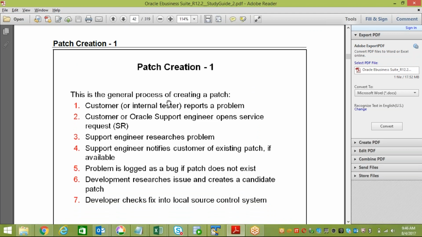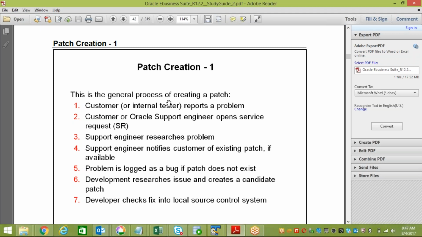So patch creation. So how the patch will come into the picture. Okay. So customer reports a problem. Suppose the end user is making use of your product, your e-business. So they have come across any issue, and they will report it to the DBA first. Okay. And then you would be verifying whether really it's with the database or application. If it is database related stuff, you would be troubleshooting and fixing it.